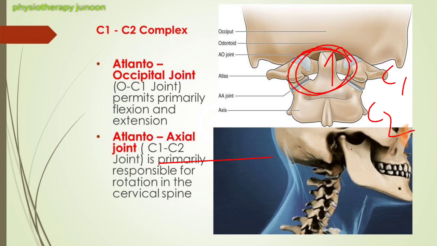Earlier we saw that the inferior articular facets of the atlas are attached to the superior articular facets of C2. Here is some articulation of the atlas and the axis and joint formation. What are the joints between these two?